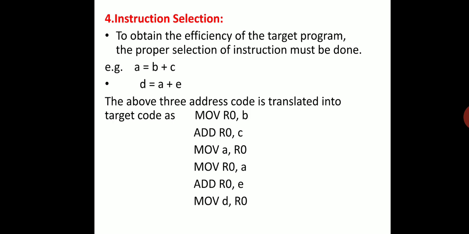Instruction selection. To obtain the efficiency of the target program, the proper selection of instructions must be done. Let us take an example. Here we have taken the example as a = b + c and d = a + e. Now to obtain the efficiency of the program, instruction selection is a very important point. Now if we generate the target program statement by statement, then how will it be generated? The target program is written here, move r0, and consider that we have only one register, r0, available.